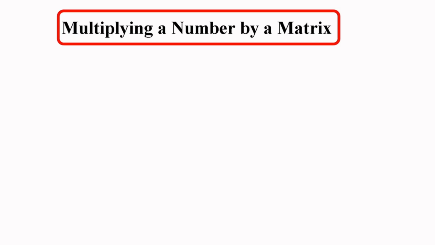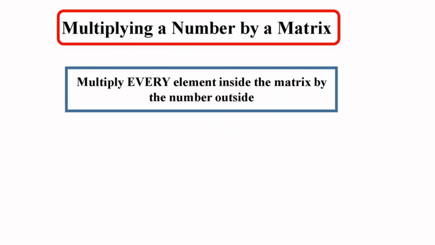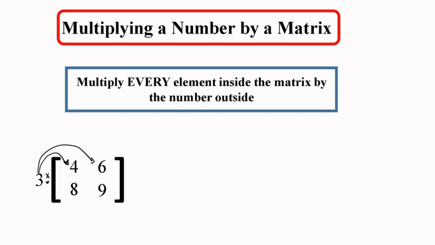Here we are going to learn how to multiply a number by a matrix. It's really simple. You just need to multiply the number to every element inside the matrix. Let's solve the first example. This 3, when we do not have any operation symbol, it means it is going to multiply to this matrix. You can have a dot or you can have a multiplication sign.